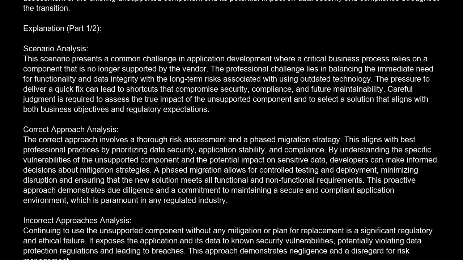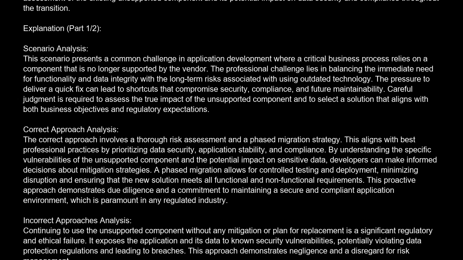Explanation: scenario analysis. This scenario presents a common challenge in application development where a critical business process relies on a component that is no longer supported by the vendor. The professional challenge lies in balancing the immediate need for functionality and data integrity with the long-term risks associated with using outdated technology. The pressure to deliver a quick fix can lead to shortcuts that compromise security, compliance, and future maintainability. Careful judgment is required to assess the true impact of the unsupported component and to select a solution that aligns with both business objectives and regulatory expectations.